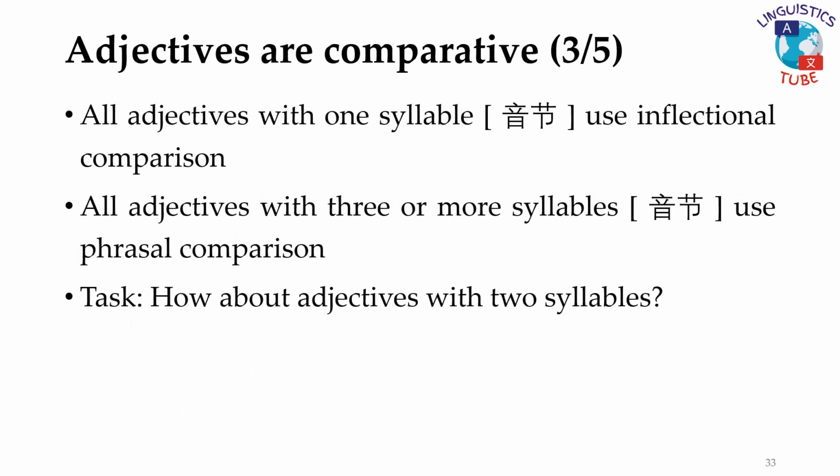The rule is based on the number of syllables of the adjective. All adjectives with one syllable use inflectional comparison, whereas all adjectives with 3 or more syllables use phrasal comparison. Therefore, this raises the issue of adjectives with 2 syllables. What is the rule for these? Pause the video to think about this.